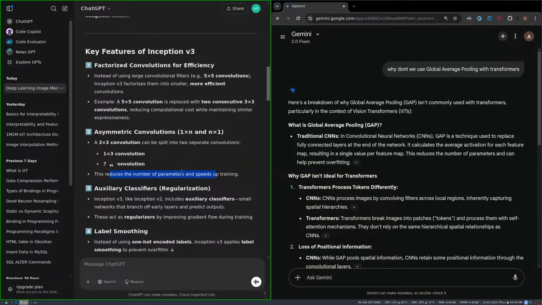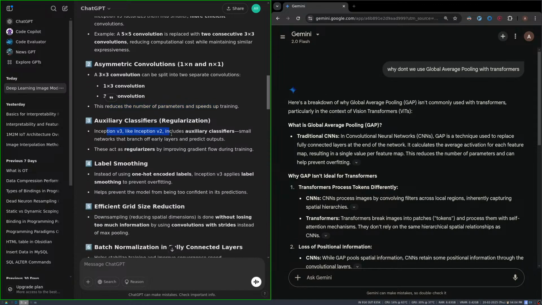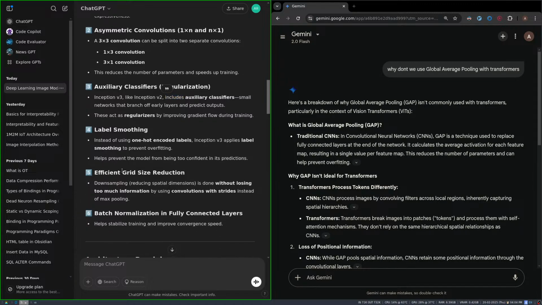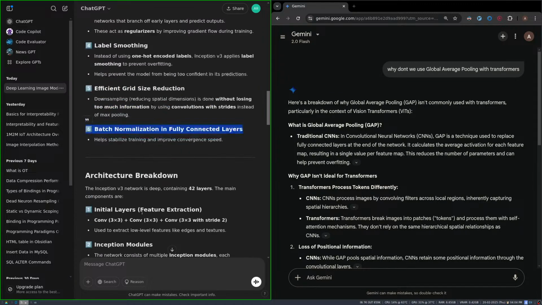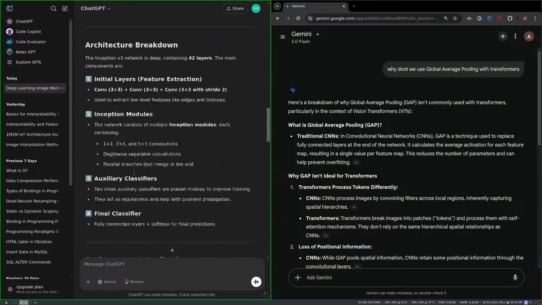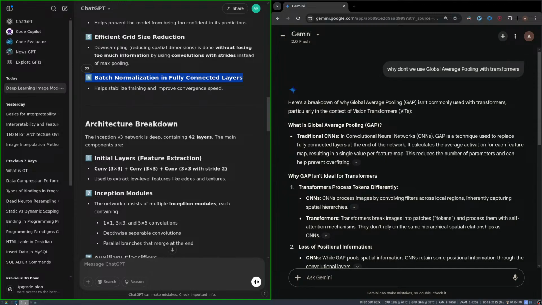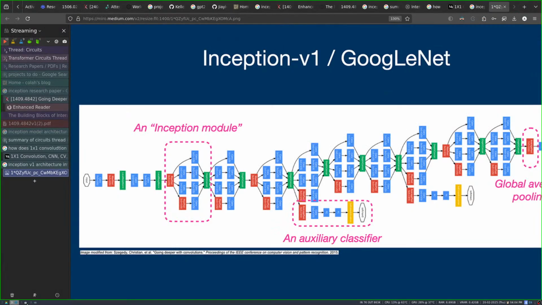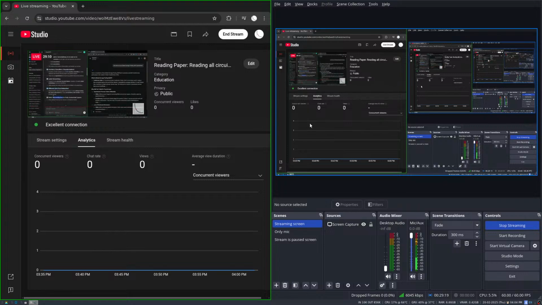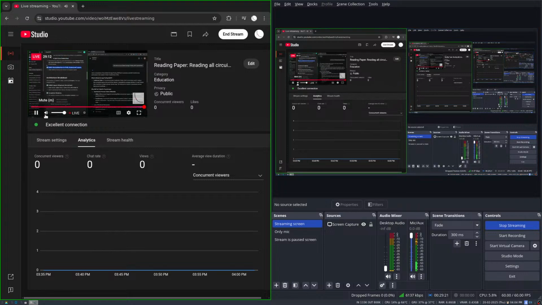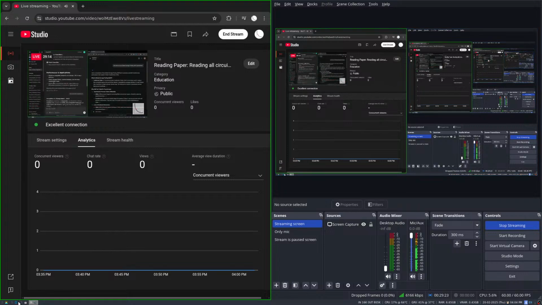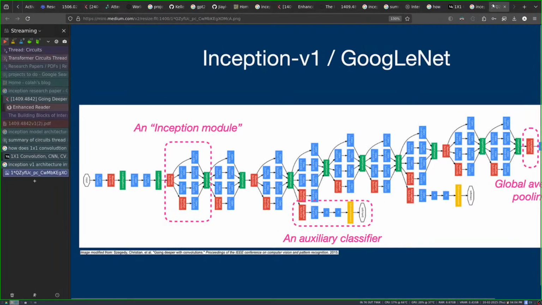Okay. Auxiliary classifier improvements. Sure. Label smoothing, efficient grid size reduction, batch normalization. Architectural breakdown. We get it. Okay, so now that we have an okay understanding of what Inception is, just ensuring this is okay. That looks okay.